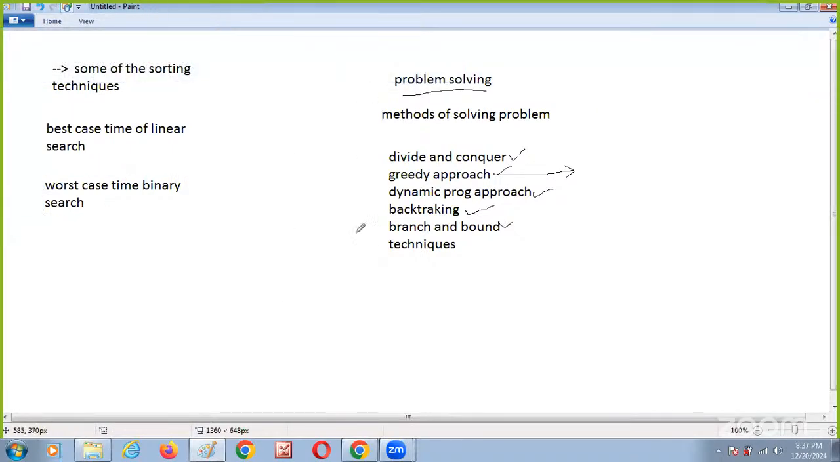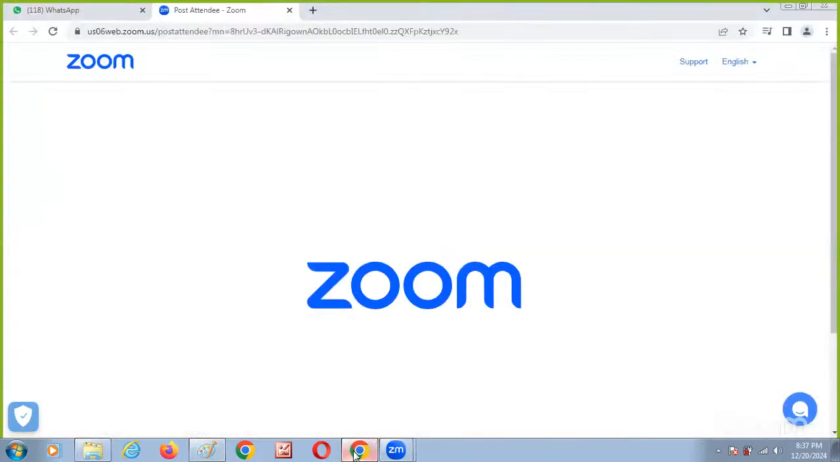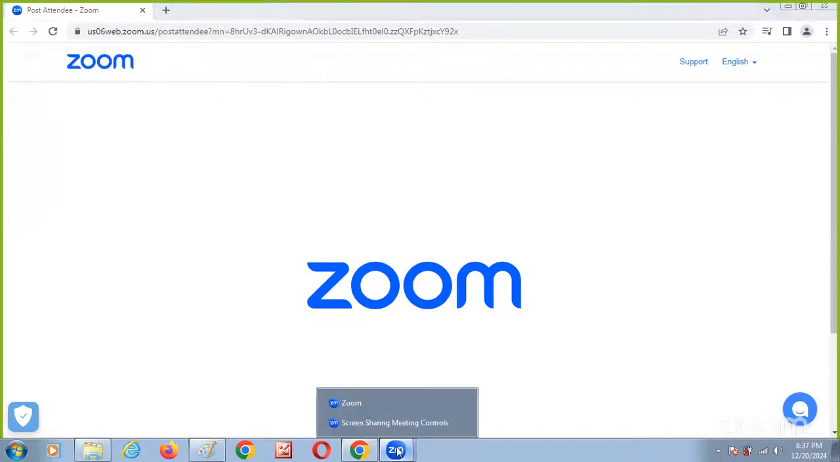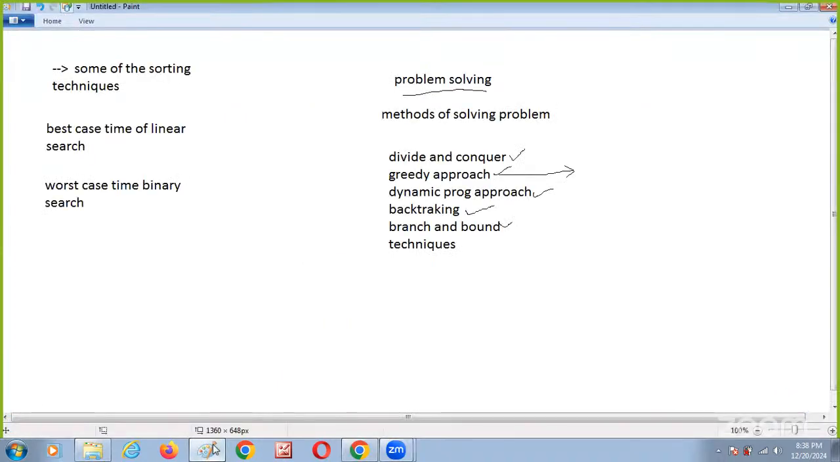Cheppali chat box లో ఎవరైనా answers. Previous class, sir. చెప్పాలండి చాట్ బాక్స్ లో.